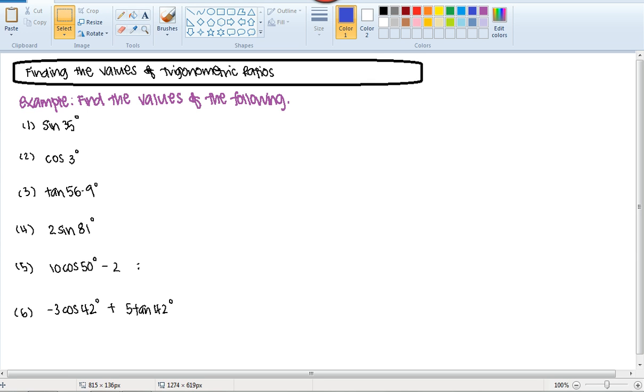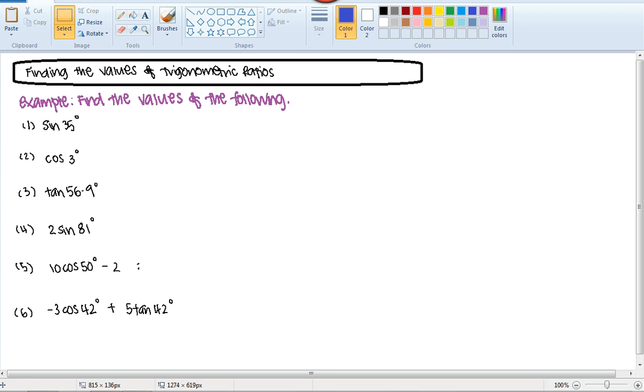Okay, now take a look at this question. It is asking us to find the values of the following. The 6 examples, let's look at example 1, sine 35 degrees. By right, this sine 35 degrees will give me a value. So how can I actually make use of my calculator to calculate this value that I need to find?